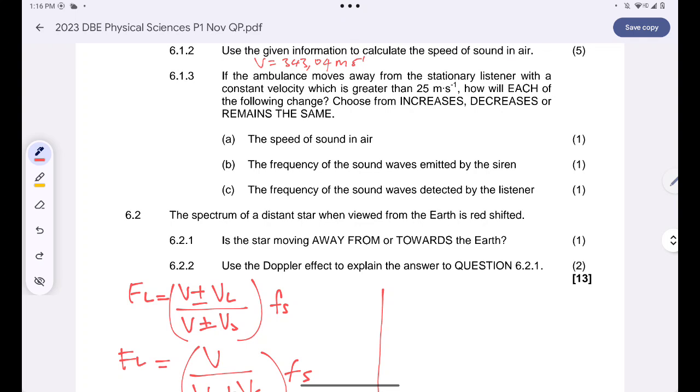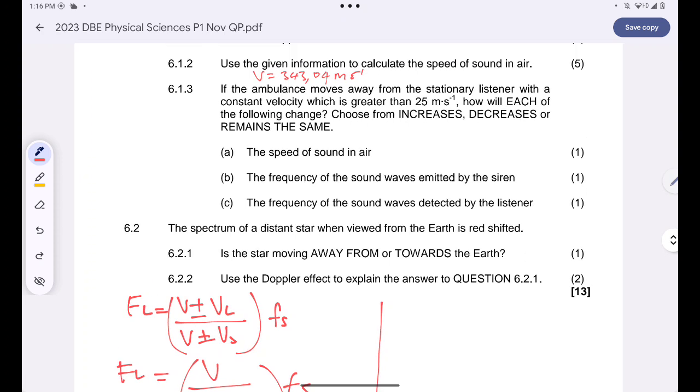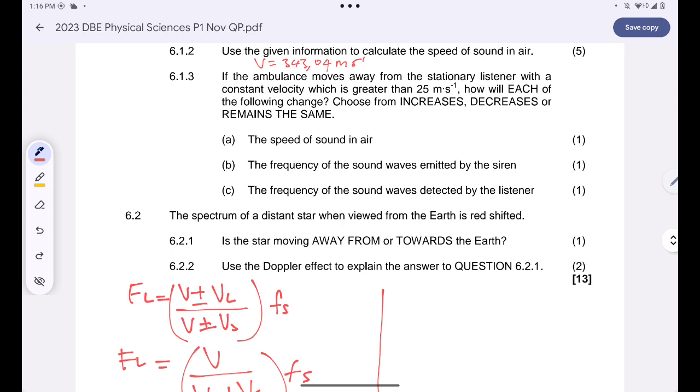Okay, and then now you're told that if the ambulance moves away from the stationary listener with a constant velocity which is greater than 25 meters per second, how will each of the following change? Choose increase, decrease, remain the same. Okay, the speed of sound in air will remain the same because it is never influenced by the velocity of a source. Are we together? So the speed of sound in air will just remain the same.